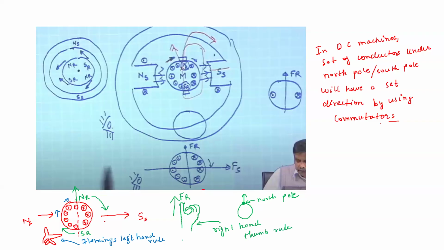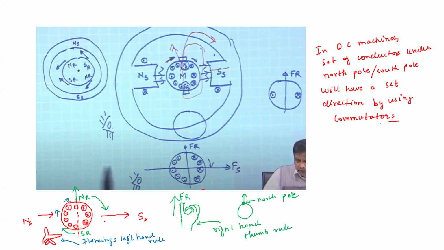Okay, so we can get the direction of rotation using Fleming's left hand rule and also using the right hand rule. You will see that both of them are pointing in this clockwise direction. Now, because this is a DC machine, even if this rotation happens, as soon as this conductor comes from cross to dot, because of the commutator, the current will become from cross to dot.